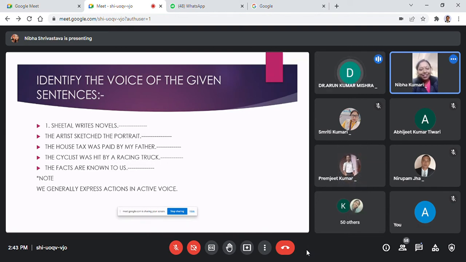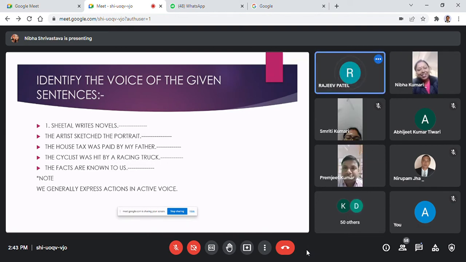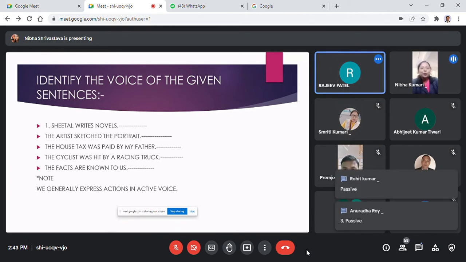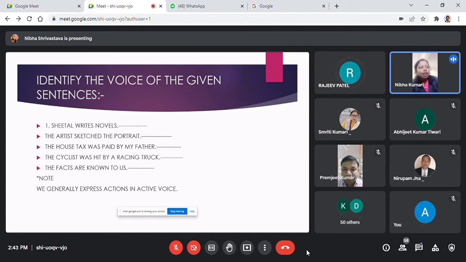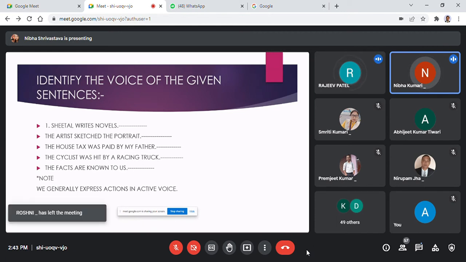Passive voice. Due to "by", ma'am. Yes, it is passive due to "by". The house tax was paid by my father. So the house tax is not doing any action. This is the simplest way to recognize it. The father is not performing any action, the action is performed upon the house tax. The house tax was paid by my father. So it is in passive voice.